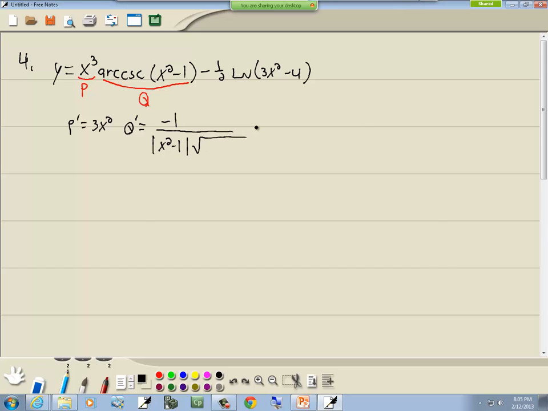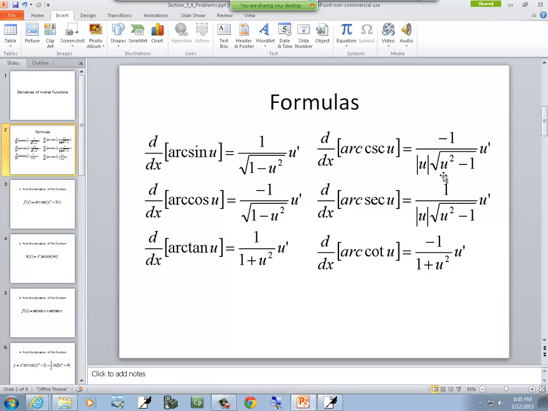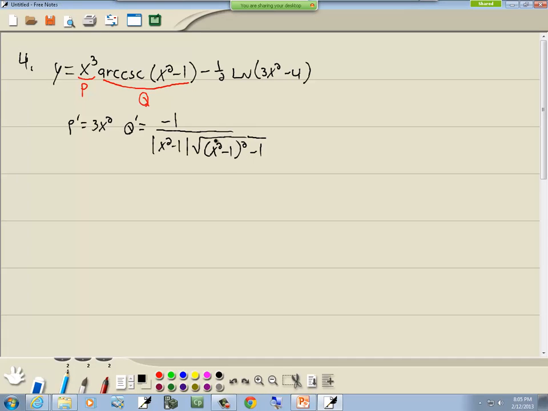Square root of u squared minus 1. So I'm going to have x squared minus 1 to the second power minus 1. That seems weird. Remember, use whatever's inside your parentheses. So there's our u squared minus 1. Now, we're going to multiply it times the derivative of what's inside of parentheses, the derivative of x squared minus 1, because this is a chain rule. Anytime you have more than a single x here, you have to multiply it times the derivative of what's inside of parentheses.